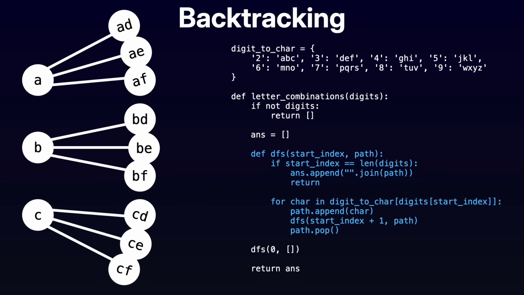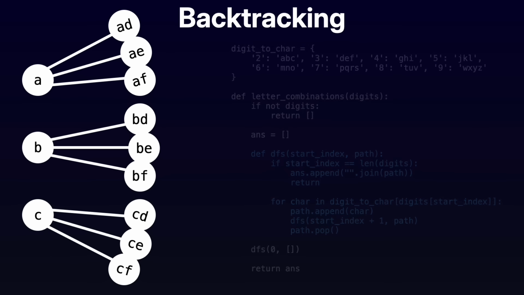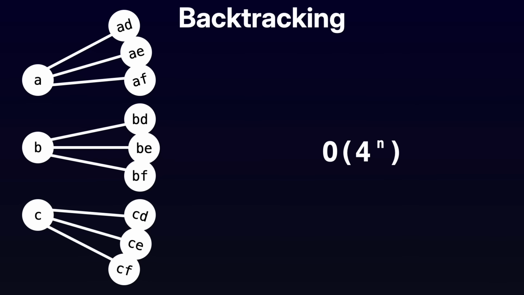After exploring a letter, it backtracks by removing the last letter from path to explore the next possibility. The DFS starts at the first digit with dfs(0, []), and once all combinations are generated, it returns the result list ans. The overall time complexity is O(4^n), where n is the length of the input digits, as each digit can map to up to 4 letters.